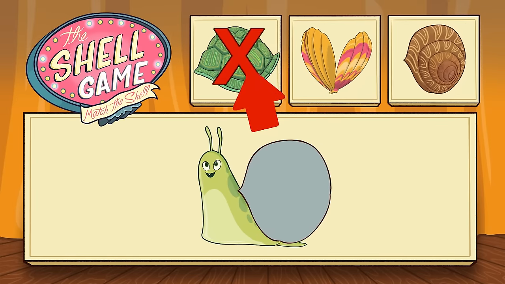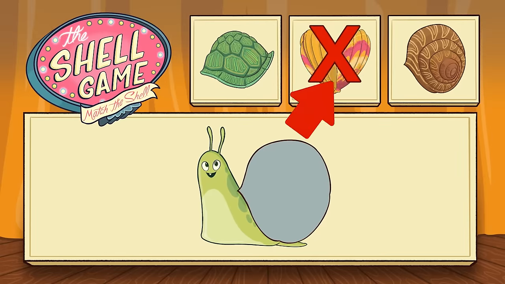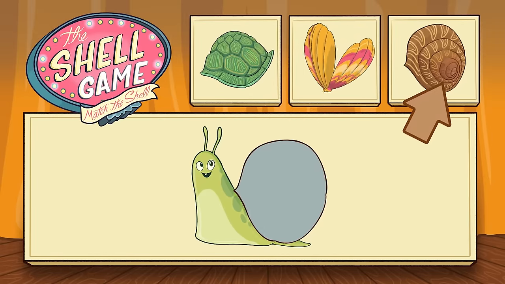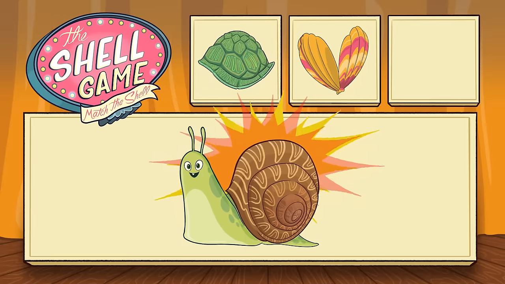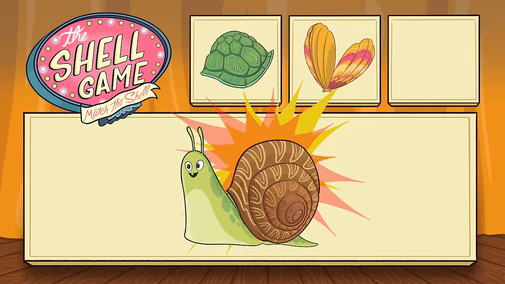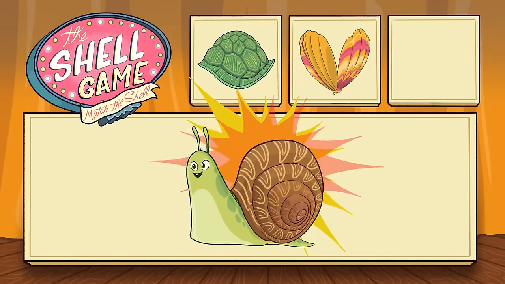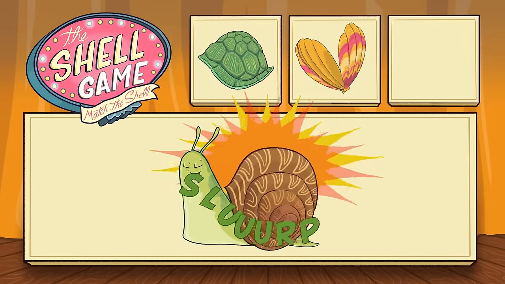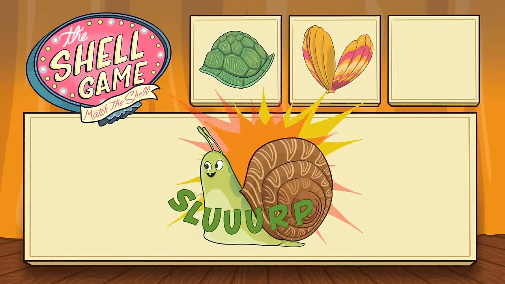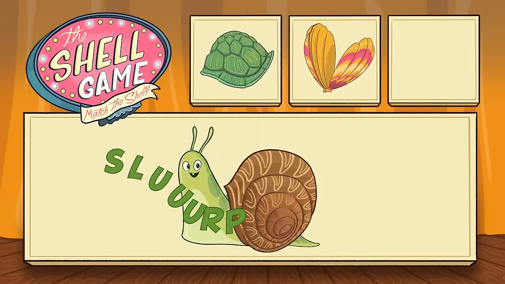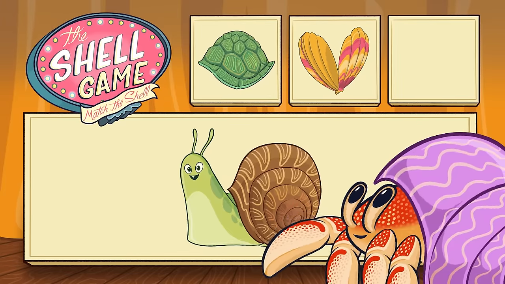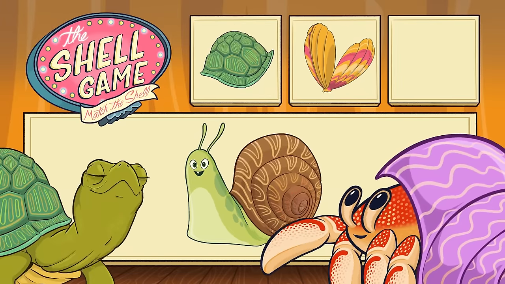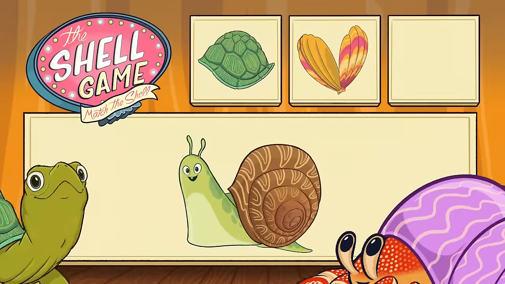Look at this animal. Which shell seems best? Not too big and not too small. Could it be that one with the spirals? Awesome! You found the shell with the spirals. It's perfect for the snail. Slurp, slurp. Woohoo! You're doing great. Great job at the shell game. Hooray!